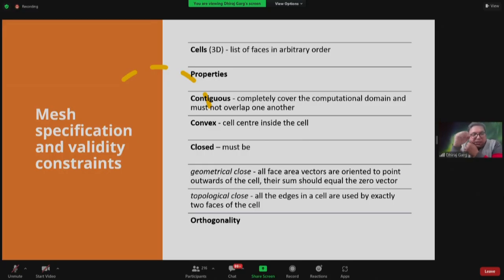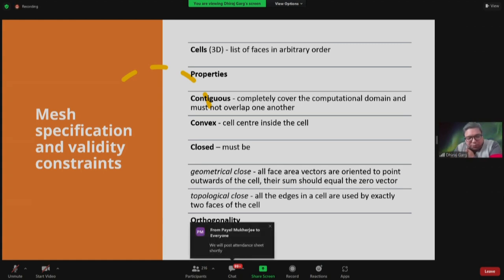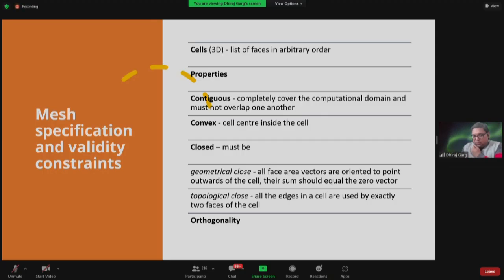Another is the orthogonality. If there are two consecutive cells and you join them from center to center and look at the face normal, the angle between the normal of the face and the line connecting the centers should not be more than 90, because in that case the flux from one cell to another would be 0. So that is the orthogonality. It's also part of the skewness, so we want to restrict the skewness to a certain level.